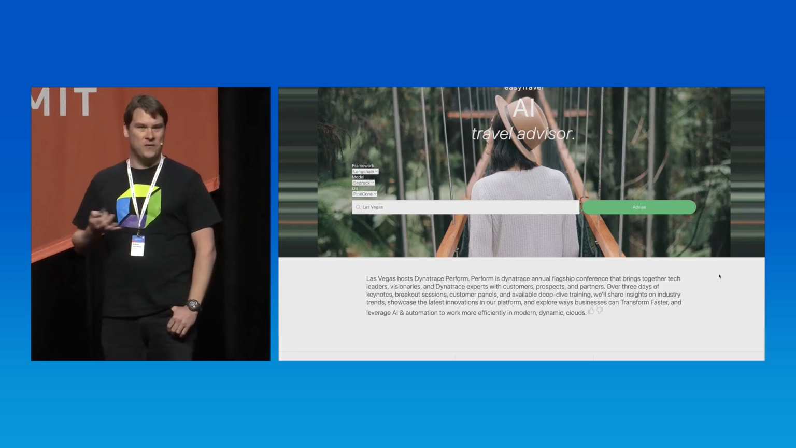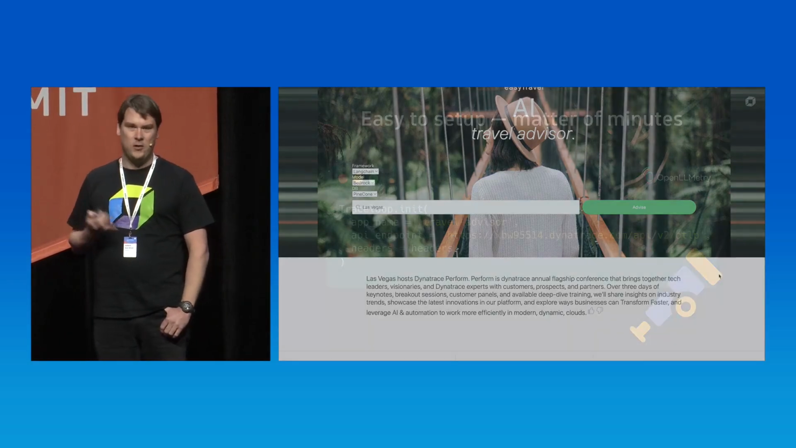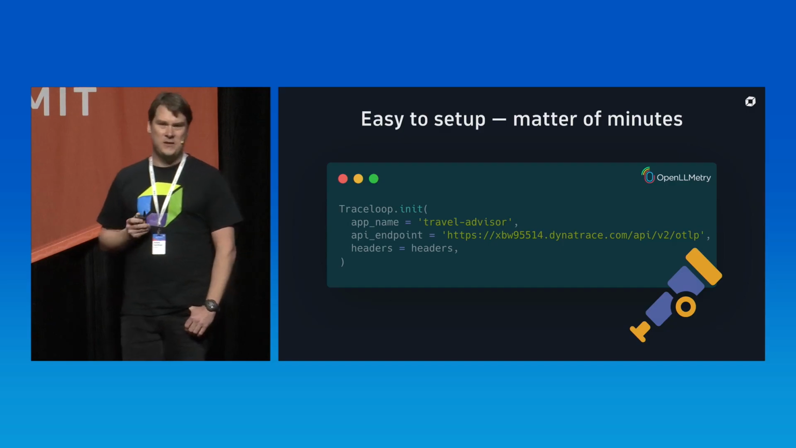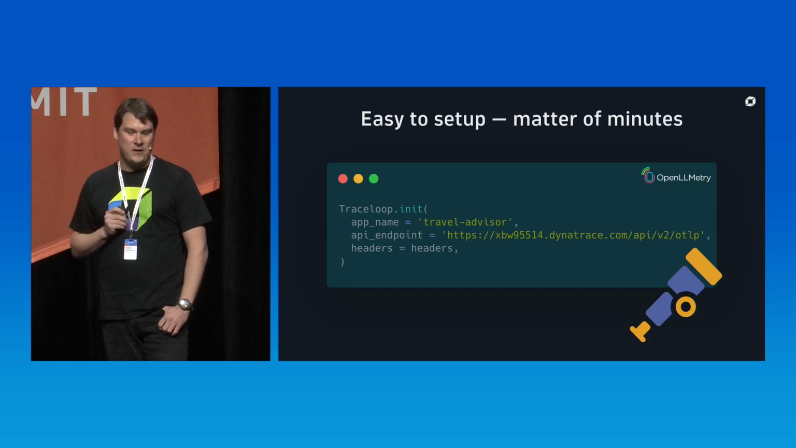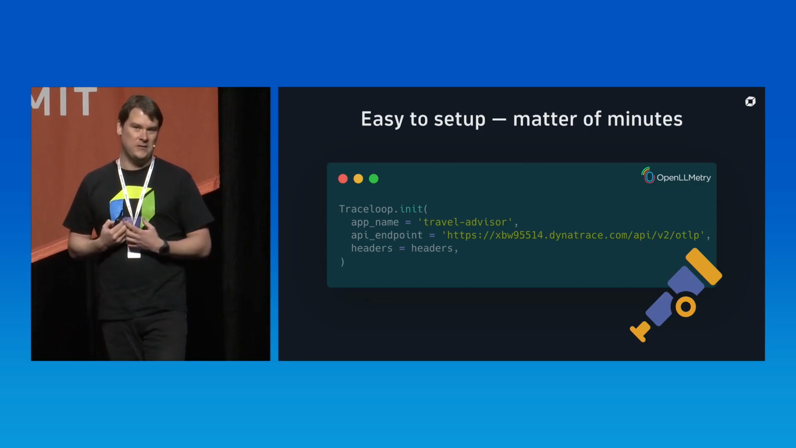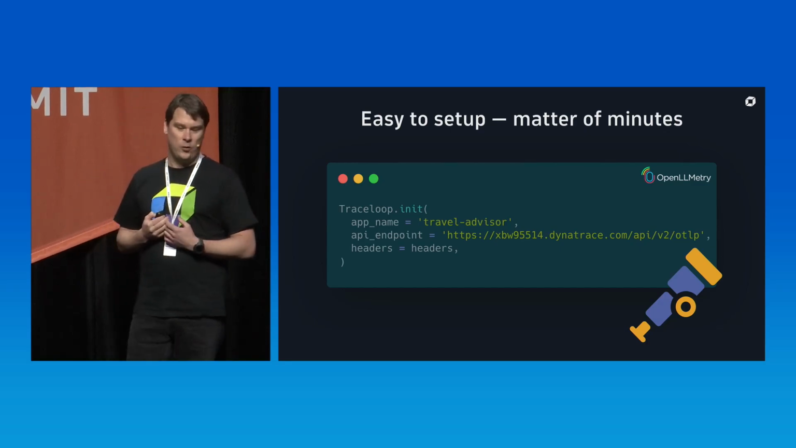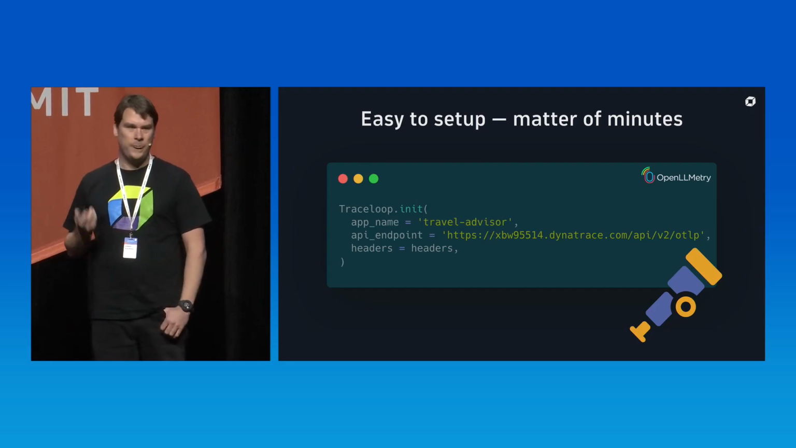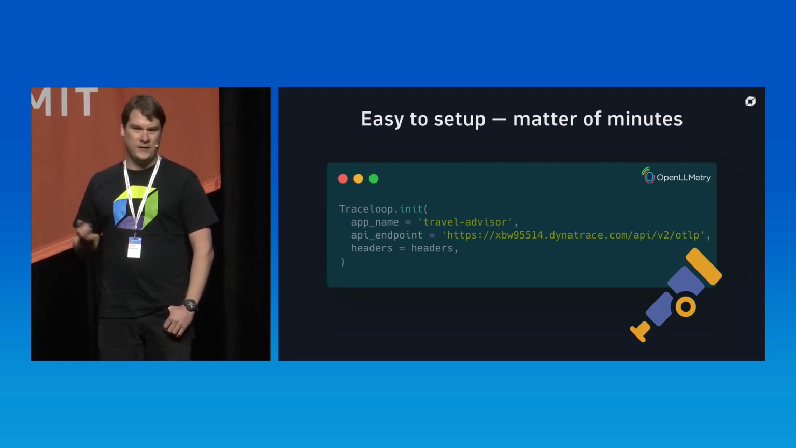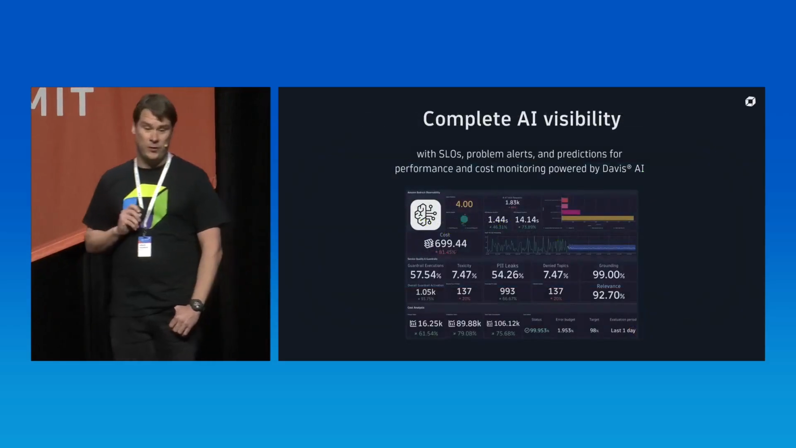How do we get observability of this system? There's a lot of complexity there, but actually it's quite simple. It's 4 or 5 lines of code. We initialize the trace loop, we give it an application name, give it a Dynatrace API endpoint, and in the headers block there, we provide an API token that allows the observability data to get into Dynatrace as an authenticated signal. Fantastic. We've got all of the raw data. Let's finally see what we can do with it.